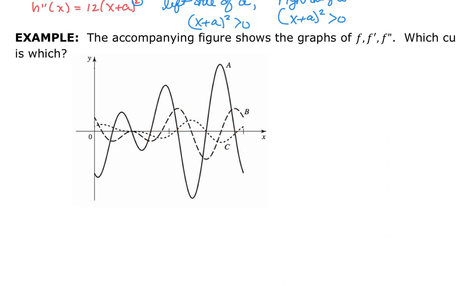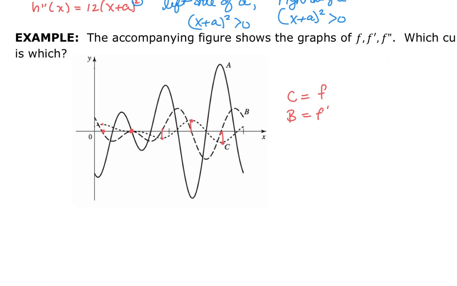So let's see if C is my original function. So C is my original function. Here's a max, here's a crossing. Excuse me, that was a min and a crossing. So a max and a crossing, a min and a crossing. Right here, everything's crossing. A max and a crossing. Oh, so I think C is F, and I think B is F prime because that seems to be matching.